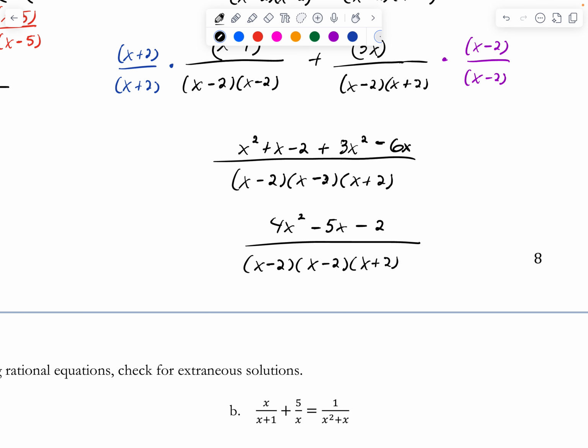If you wanted to try to factor that numerator, you could. Factors of negative 8 that add to negative 5, I don't think those are going to exist. So we are finished with that page.